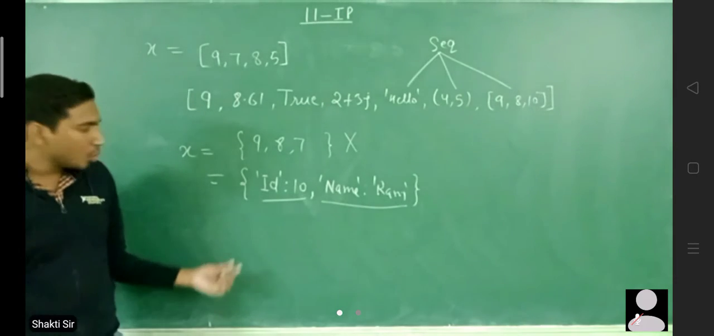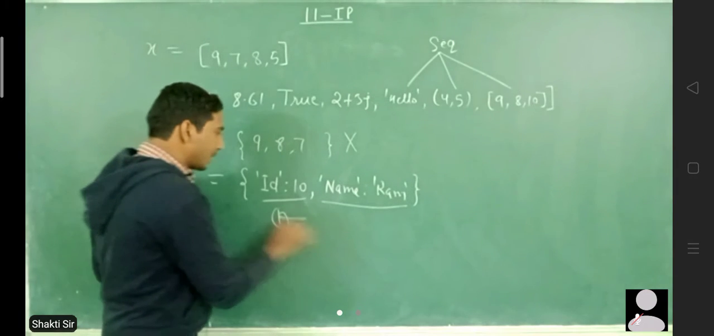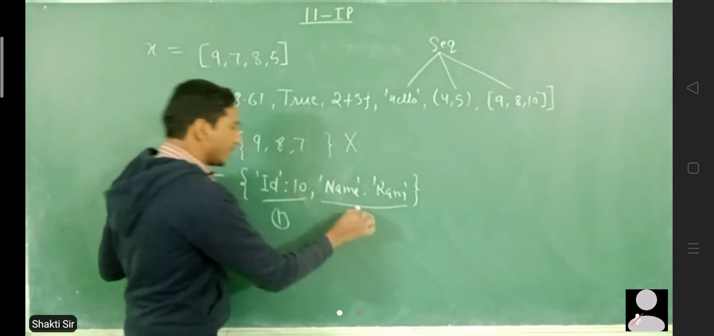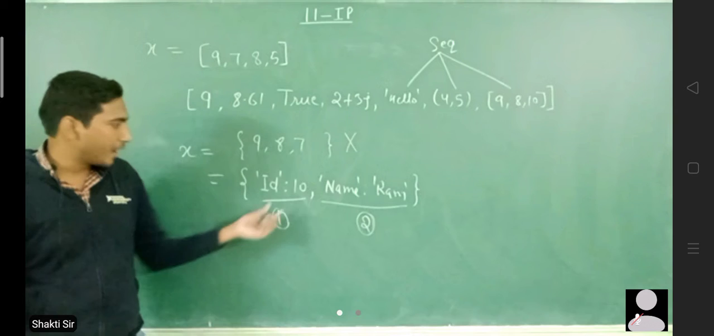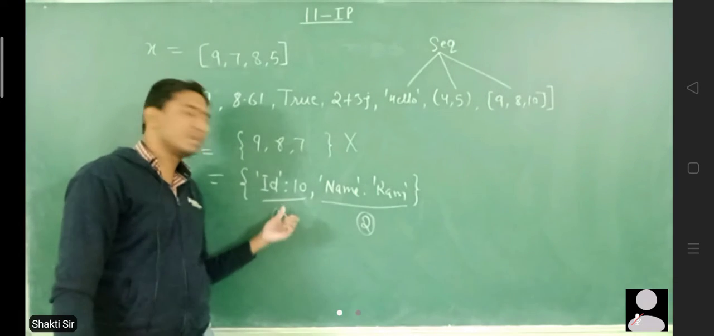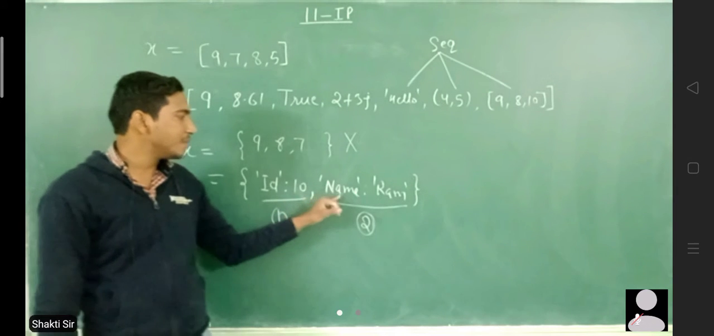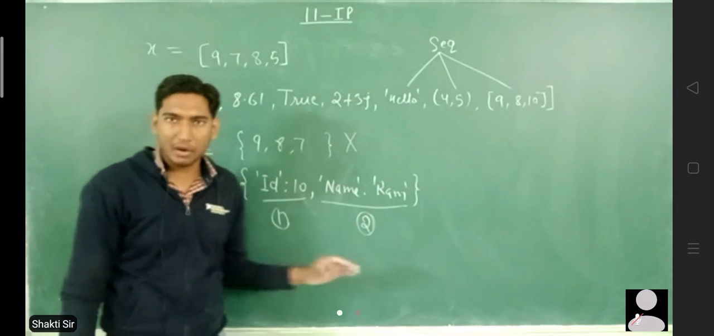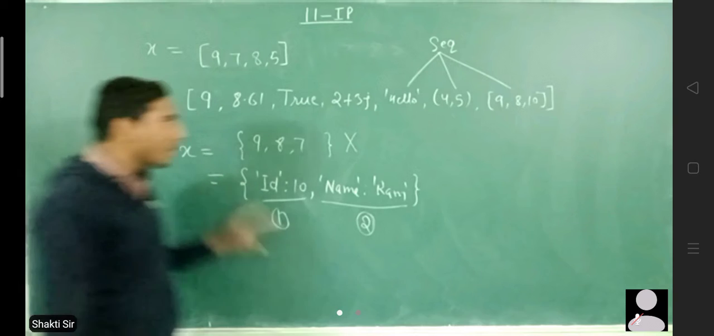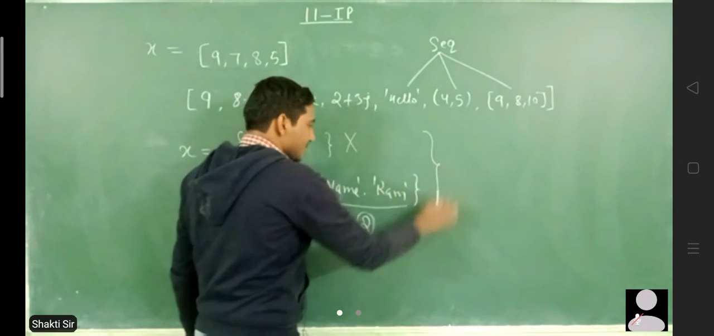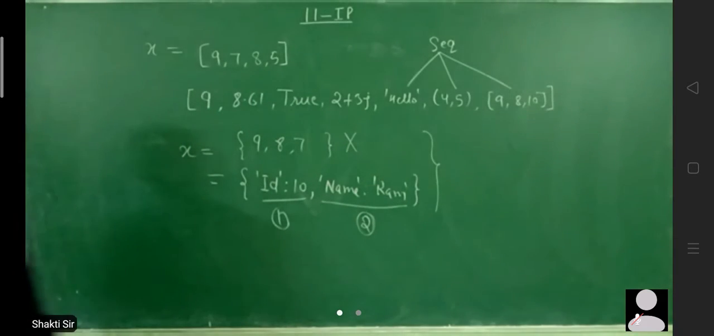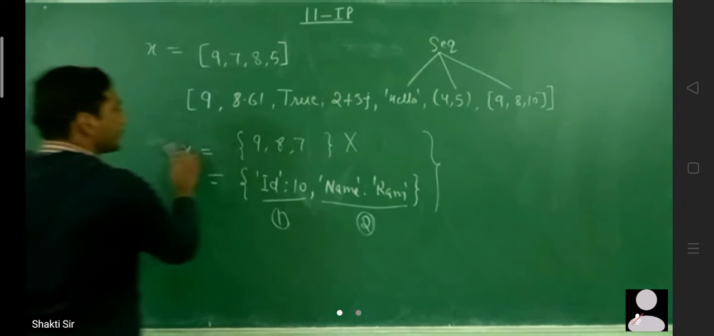There are two items in this dictionary. This is one item, this is another item, and each item is separated by a comma, and each item is a key-value pair. ID is a key, 10 is a value, name is a key, Ram is a value. We have seen this already. We will see more about dictionaries after the list. For now it's enough.